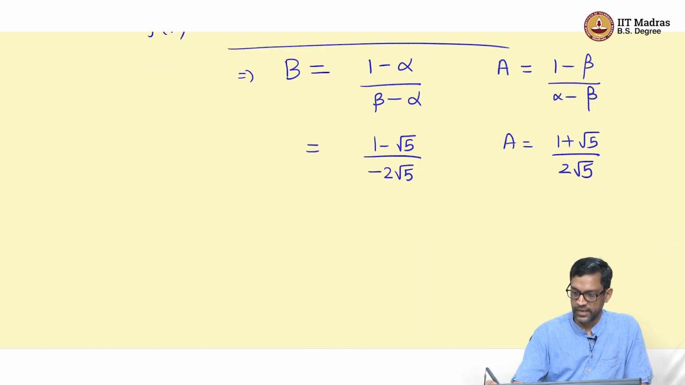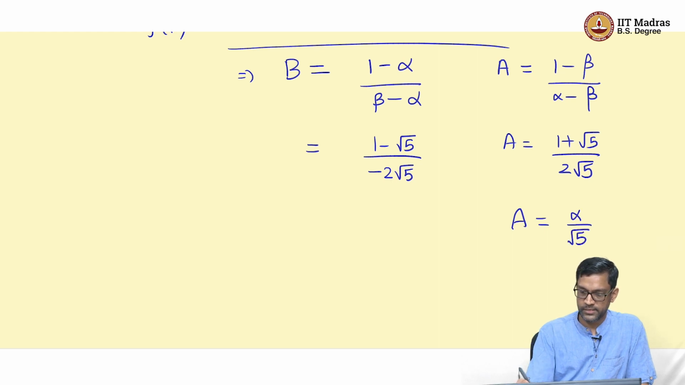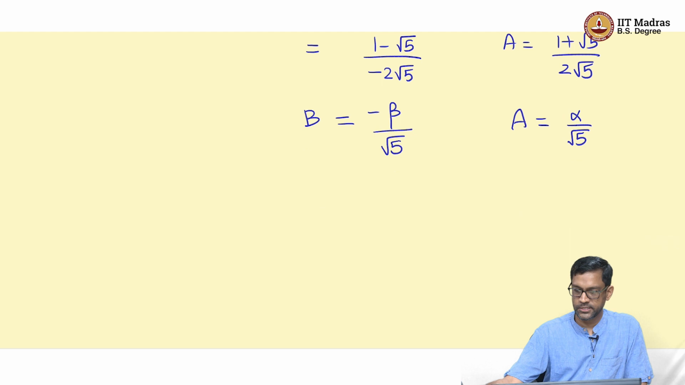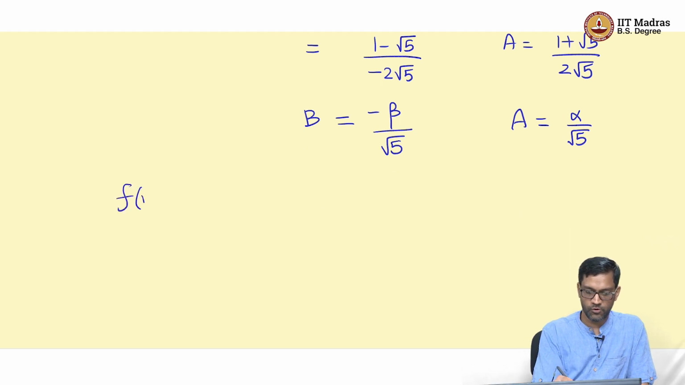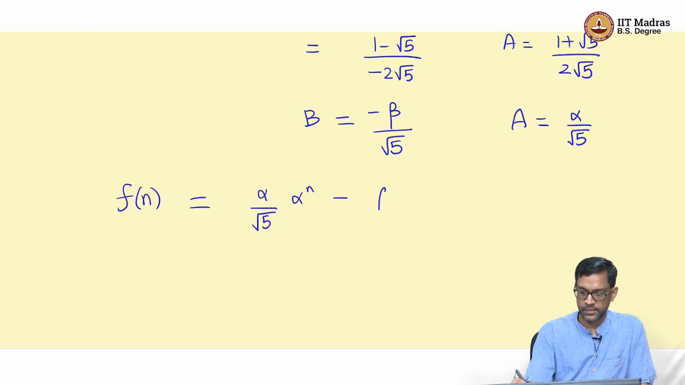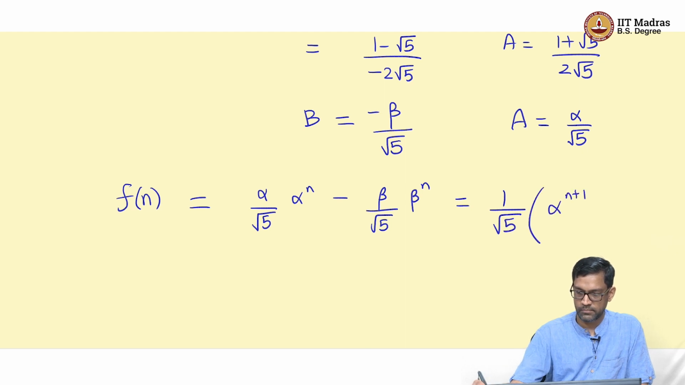Okay. So, a is nothing but alpha by root 5 and b is beta by minus root 5, so minus beta by root 5. So, we plug this back in to get our final formula for f of n. This is a times alpha power n plus b times beta power n. So, that is just 1 by square root 5 times alpha power n plus 1 minus beta power n plus 1.